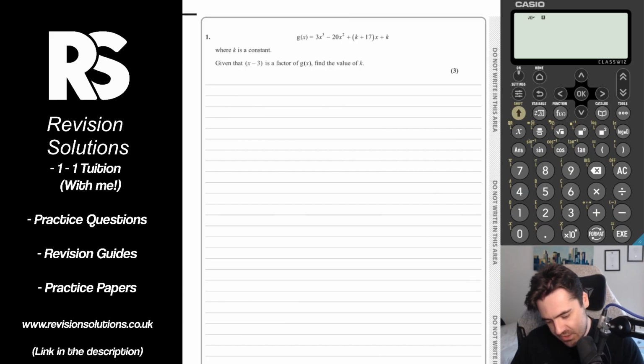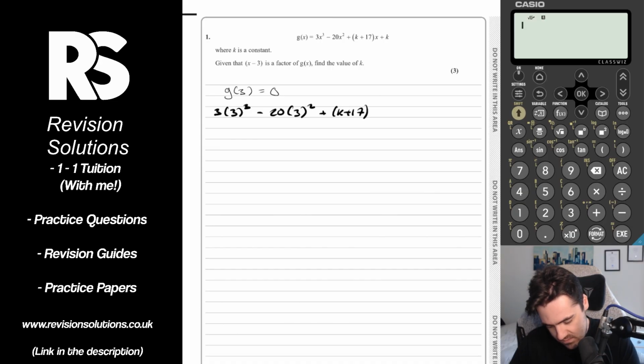So here we are at question 1. We've got a function g of x. It says given that x minus 3 is a factor of g of x, find the value of k. So that's factor theorem. If x minus 3 is a factor, we know that g of 3 must equal 0. So if we plug in 3, we'd have 3 lots of 3 cubed minus 20 lots of 3 squared plus k plus 17 times 3 plus k, and that must all equal 0.